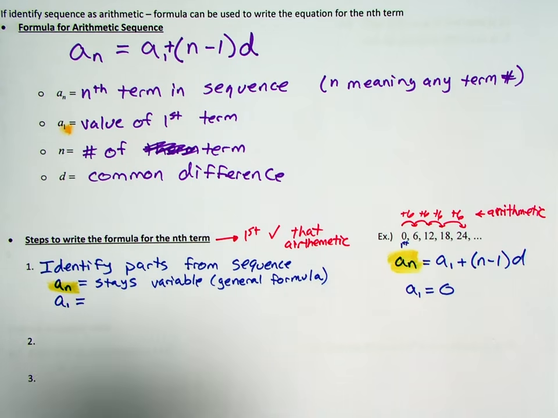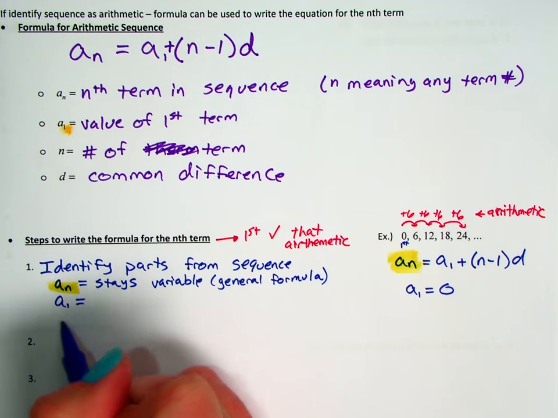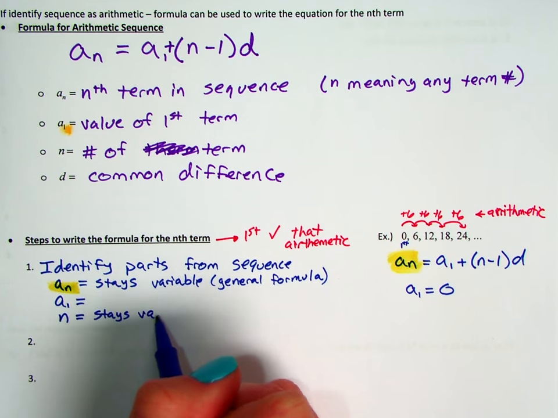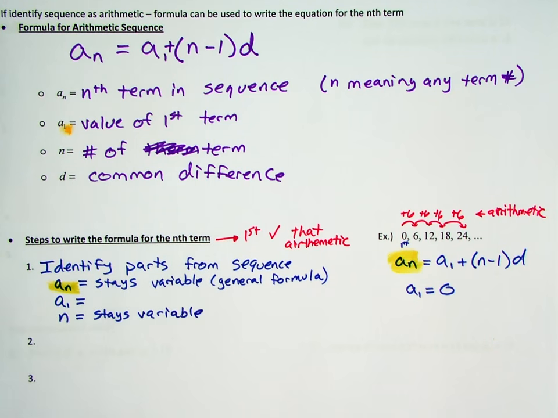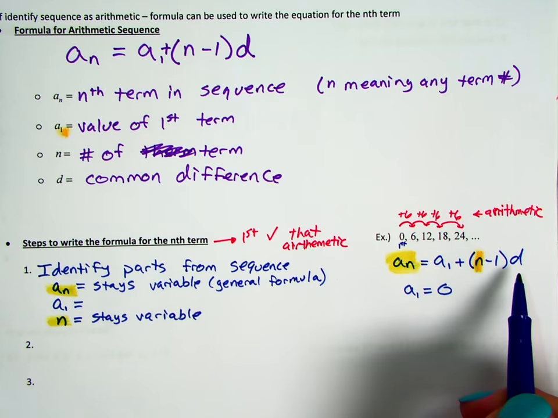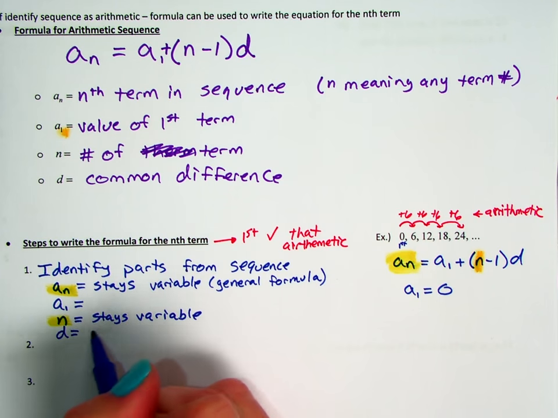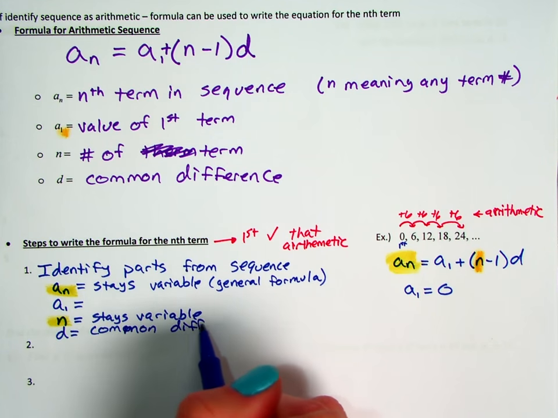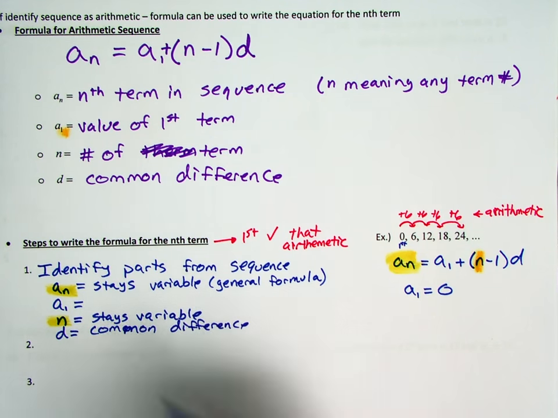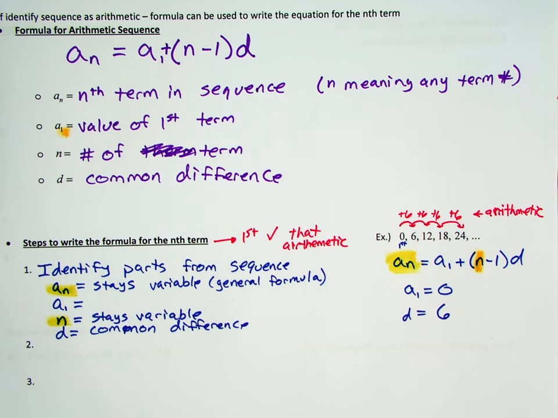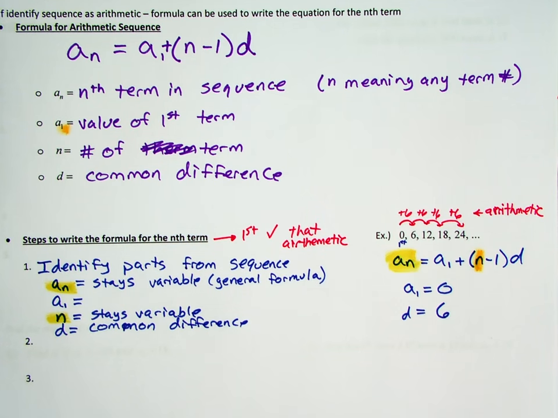So you have to identify what's your a sub 1. The next variable that I see in here is n. N also stays a variable, because again, we're trying to write that general formula. So a sub n will stay a variable, and so will n, which means the only other thing I have to identify is what's the d. And remember, the d is the common difference. So in this case, we said we were going up by 6 each time, so I know my d is 6.